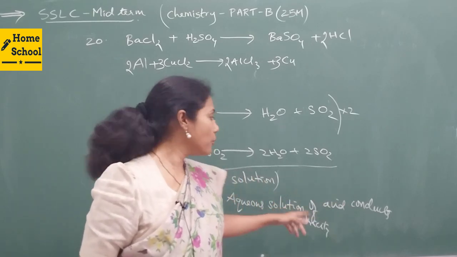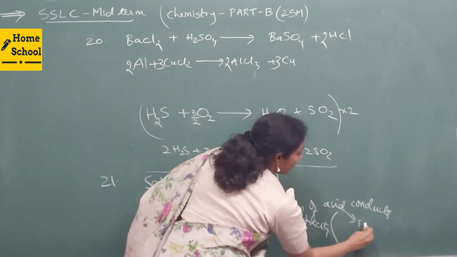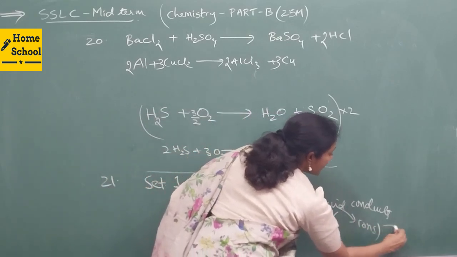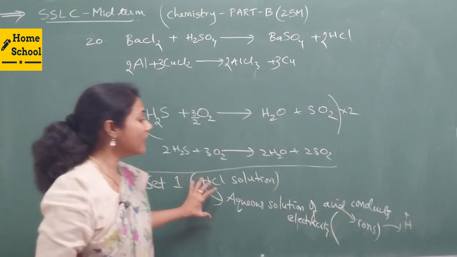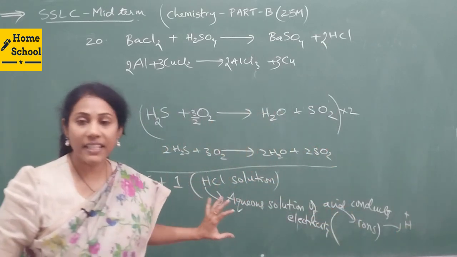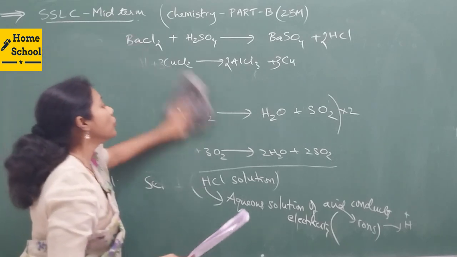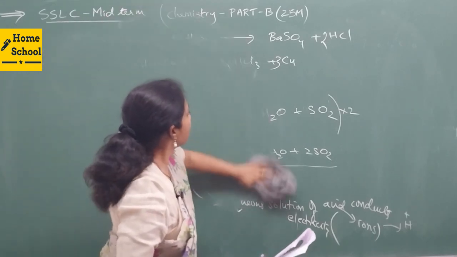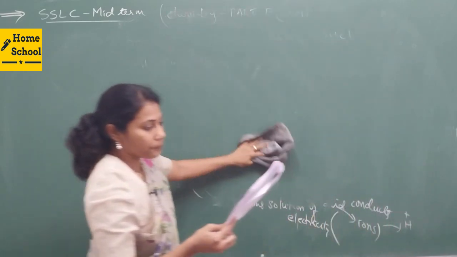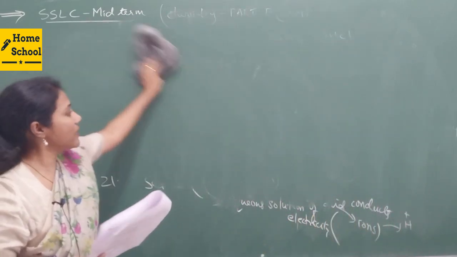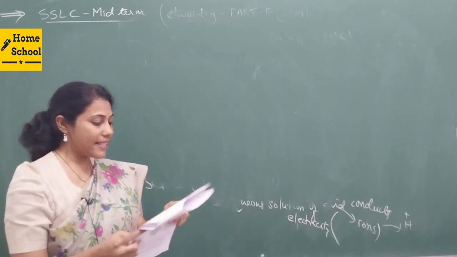Okay, so aqueous solution of acid, why does it conduct electricity? Because it has got ions. You know which ions it has got? Majorly H plus ions. Anything which has got ions will always conduct electricity. Anything which does not have ions does not conduct electricity. Okay, so that is the answer. So now I think the 21st question is over. Coming to the 22nd question.